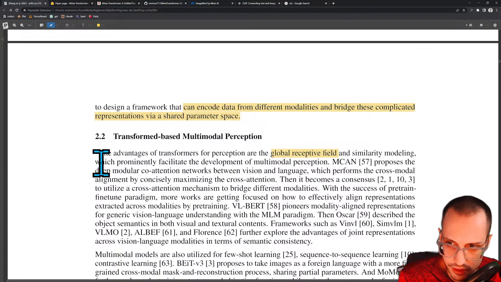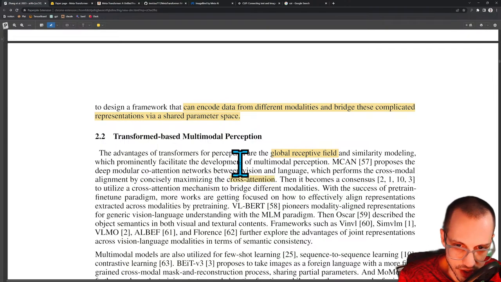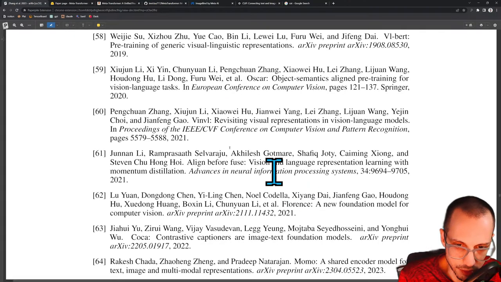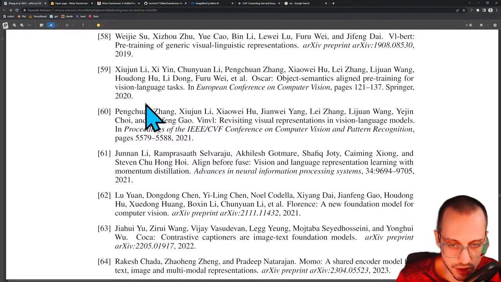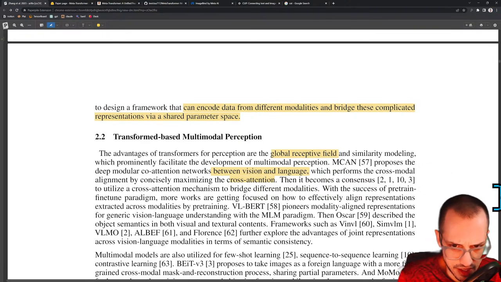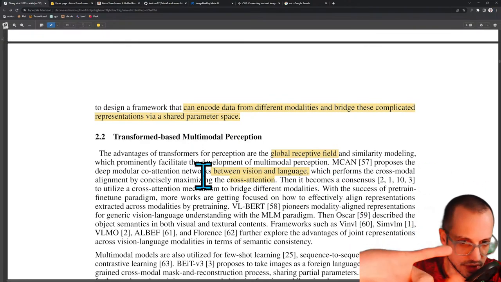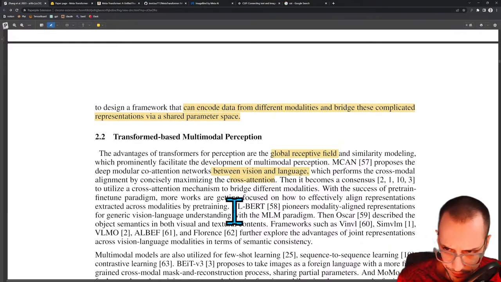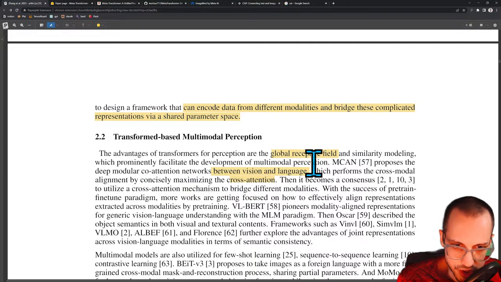And similarity modeling, which prominently facilitates the development of multimodal perception. MCAN proposes the deep modular co-attention networks between vision and language, which perform the cross-modal alignment by concisely maximizing the cross-attention. So I guess MCAN is cross-attention between vision and language, right? Where you're letting the vision sequence, or the image in the form of a sequence, pay attention to the sentence, or the language in the form of a sequence. Then it becomes a consensus to utilize a cross-attention mechanism to bridge different modalities.